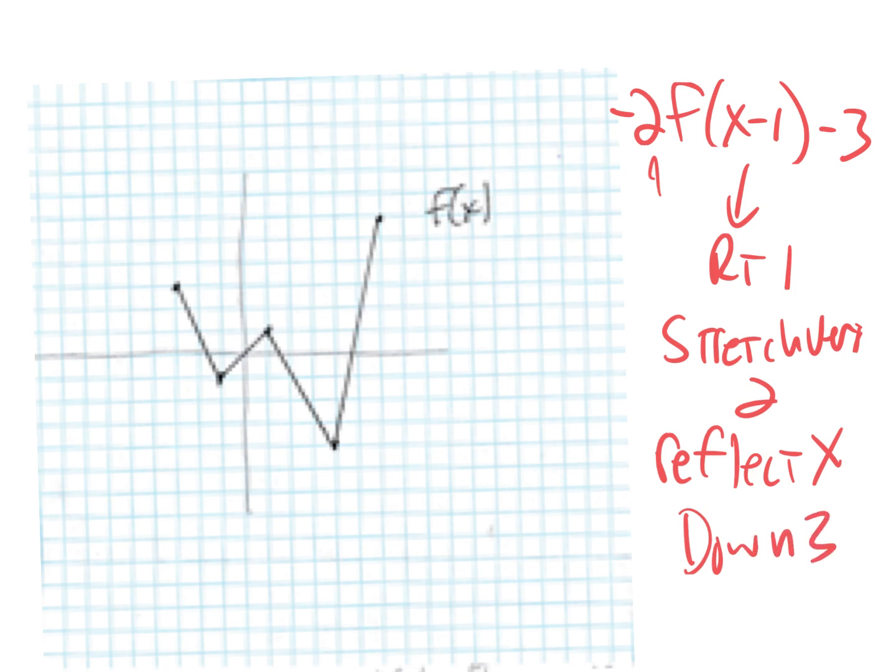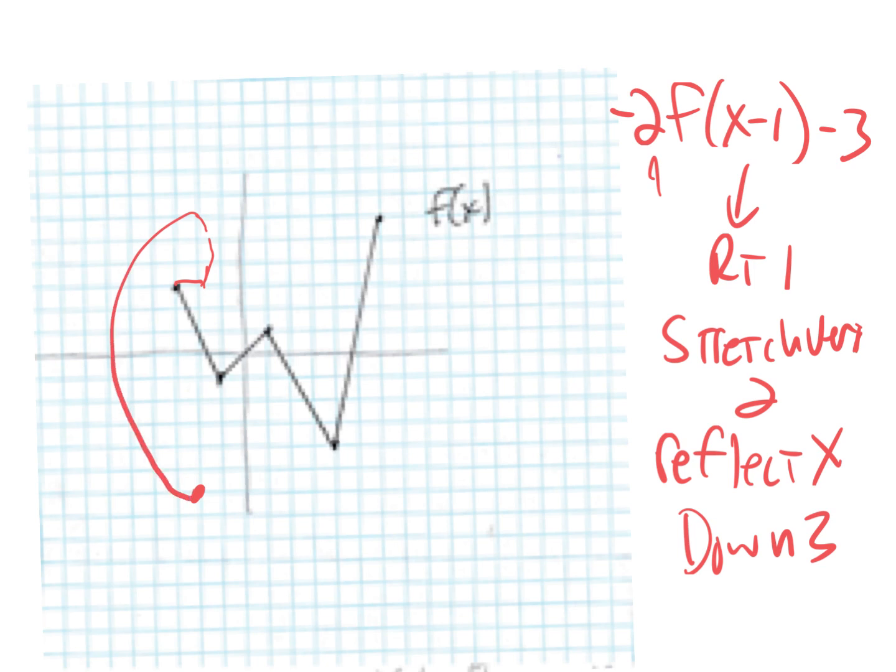So now I'm just going to deal with those points. So let's see. So I'm going to take this point. I'm going to shift it right 1. I'm going to stretch it 2. So let's see. That's at 3. So I'm going to stretch it up to 6. And I reflect it around the x-axis. So this is going to be down at -6. So that's where this point comes down here.